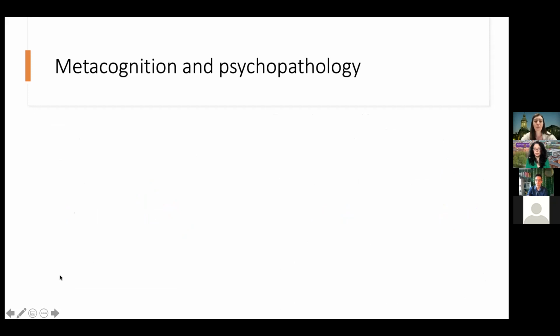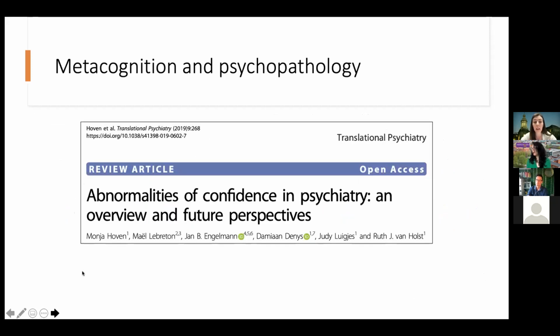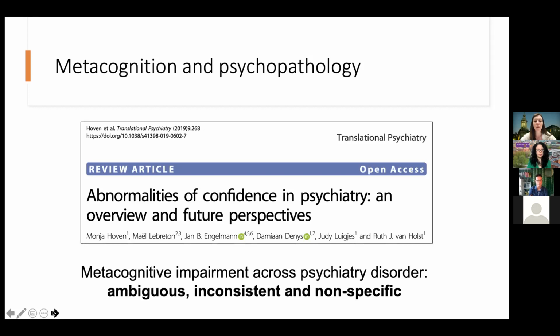So there's been loads of research looking at how people with different mental health disorders perform on these metacognitive tasks. And there's evidence showing abnormalities in confidence across a wide range of mental health disorders. So for example, people with depression and anxiety tend to have low levels of confidence, and people who have delusional type psychosis can have elevated confidence despite underperformance on tasks. But when we actually synthesize this research and look at it in its totality, these findings of metacognitive impairment across psychiatric disorders actually tend to be quite ambiguous, inconsistent, and non-specific.